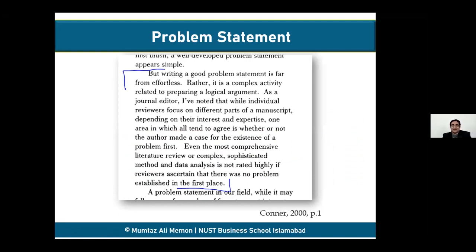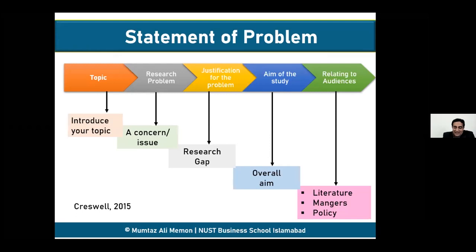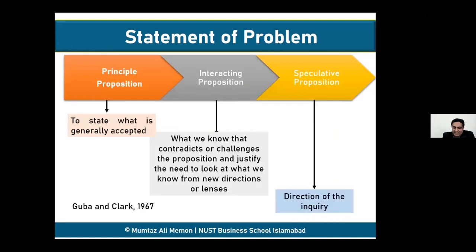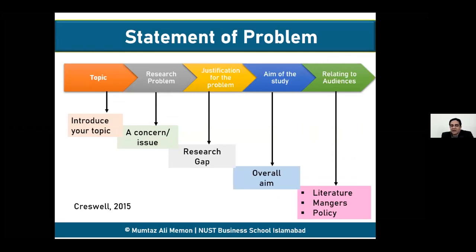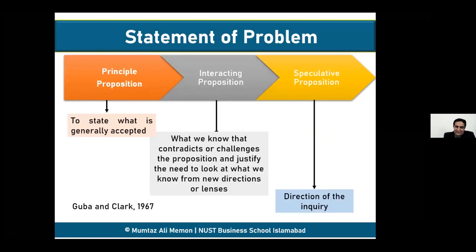Please read this one. And if you don't want to read now, maybe we are short of time, then maybe later. But there is a way to write a problem statement, and there are several approaches. For example, Creswell said that we must have a topic, we have a research problem, we have a justification for the problem, and we have an aim for the study, and we must relate it to the audience. And then there is another approach that Bogdan and Clark suggested in 1967: principal proposition, interacting proposition, and speculative proposition.